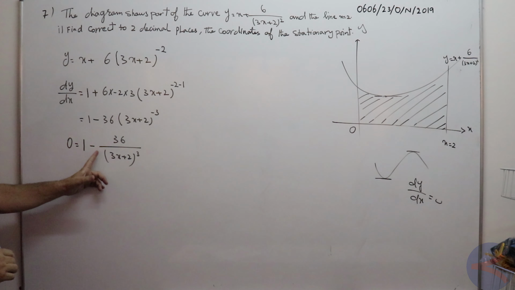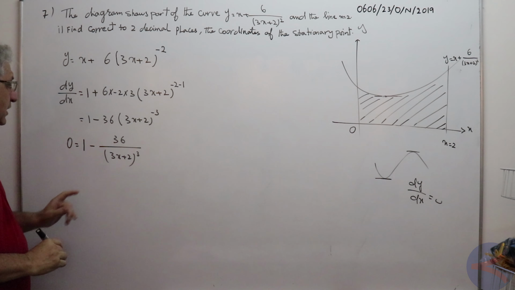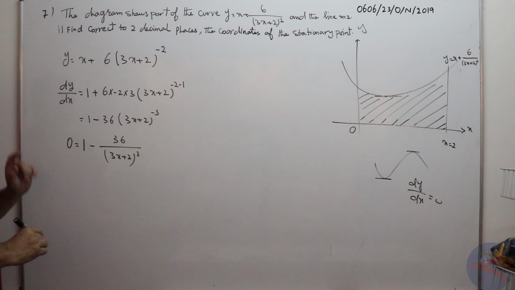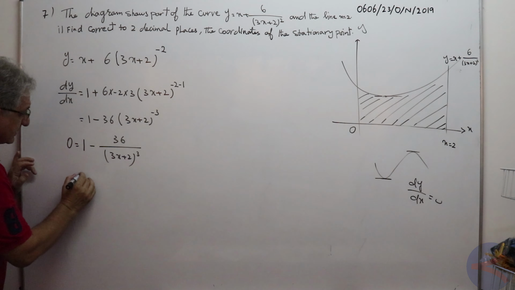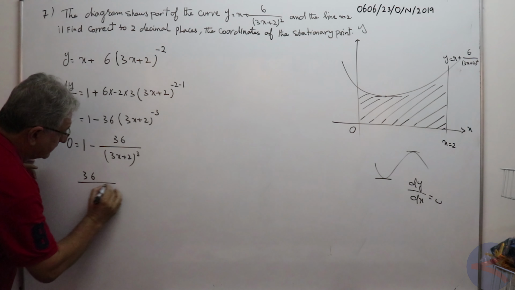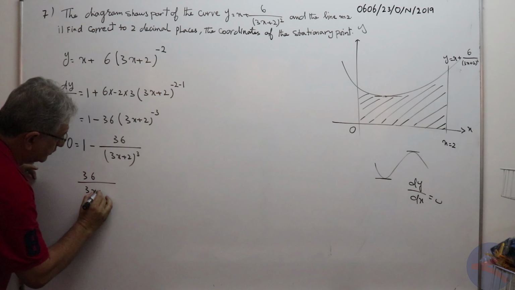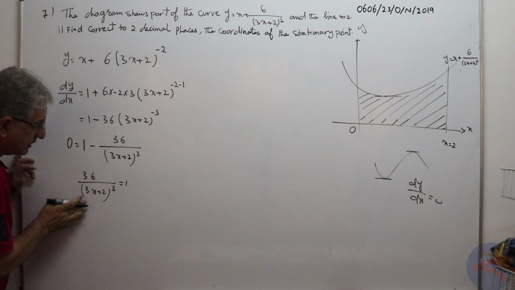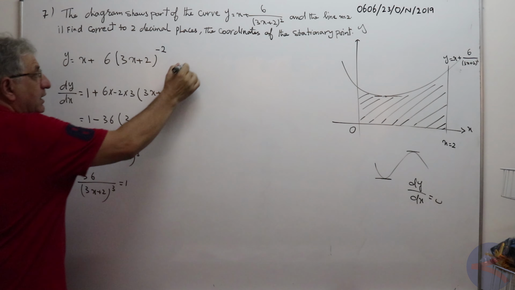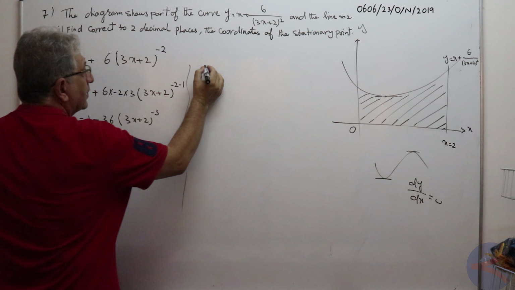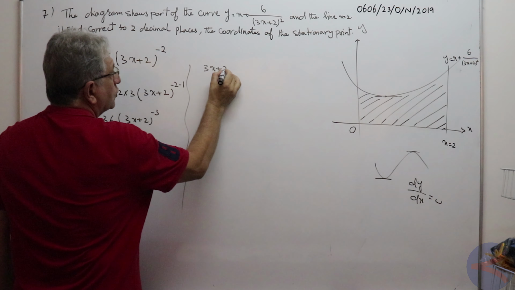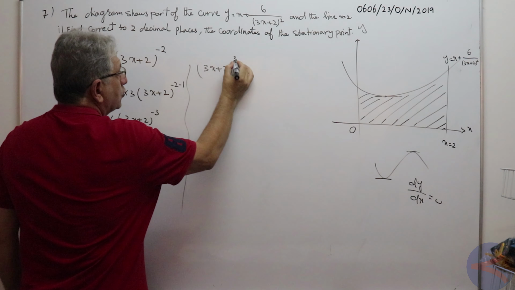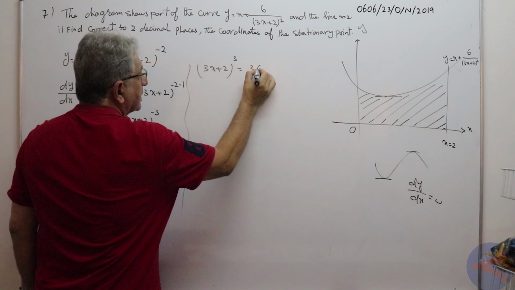Now take this to that side of the equation, therefore this negative changes to positive, therefore I'm going to get 36 divided by (3x plus 2) to the power of 3 is equal to 1, so that I cross multiply this here, I'm going to get (3x plus 2) cubed is equal to 36.